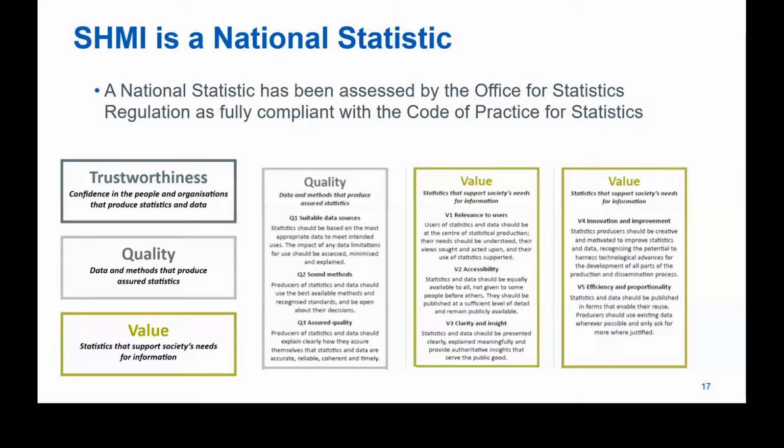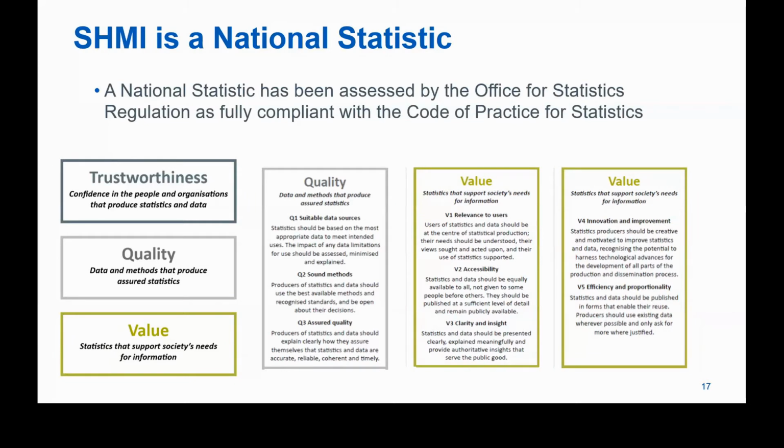And that revolves around three key tenets: trustworthiness, i.e. confidence in the people and organisations that produce the statistics; quality, that we're using appropriate data and methods to create those statistics; and value, that we're doing it in an appropriate way that isn't overly complex and drags it out, takes too long, and actually meets what society wants, i.e. we're actually reflecting user requirements in terms of how we create this. So we're gathering requirements in order to build it in the most appropriate way.